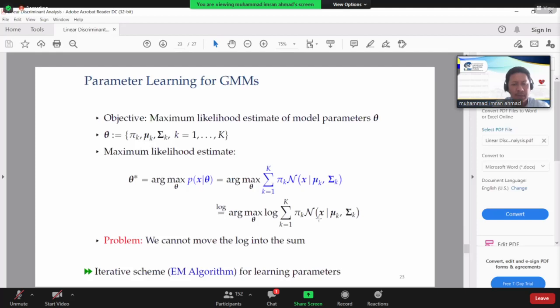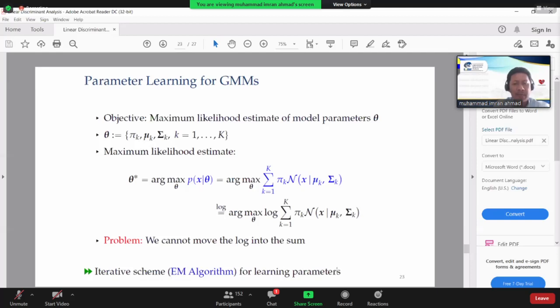So basically, we will use the iterative scheme. Iterative means that we have multiple calculation processes repeatedly until we get a maximum likelihood. So we start with the initial value, and then we calculate the maximum likelihood, and then we run again. That's why we call it iterative scheme.